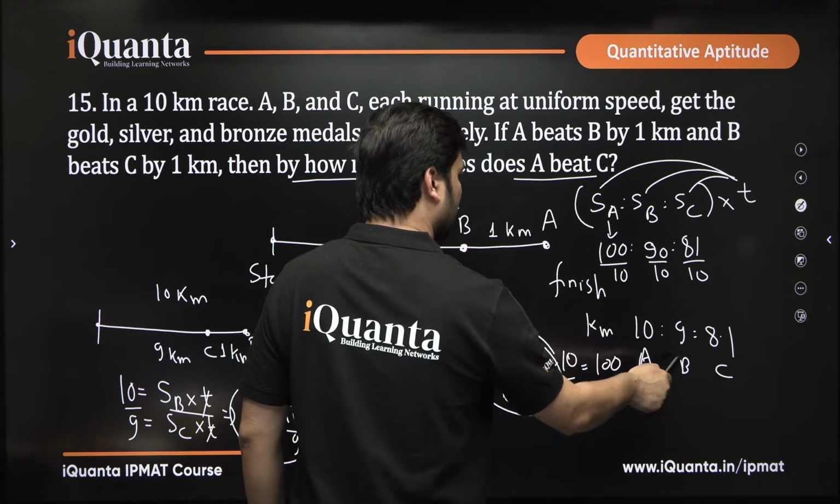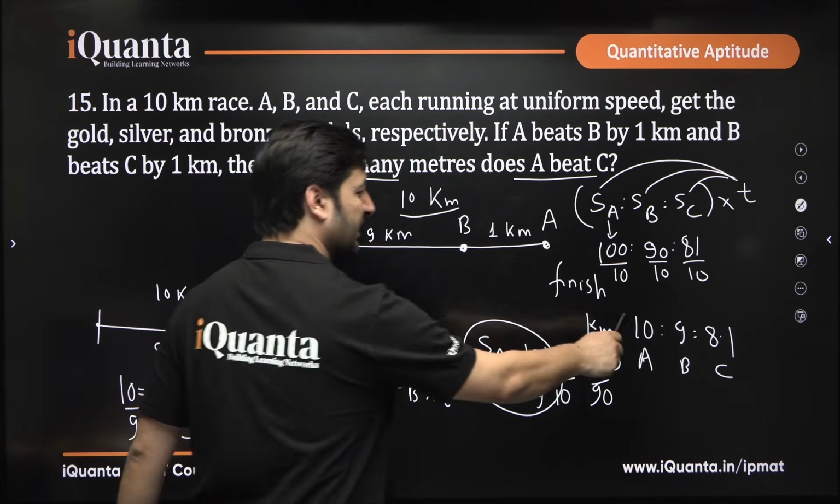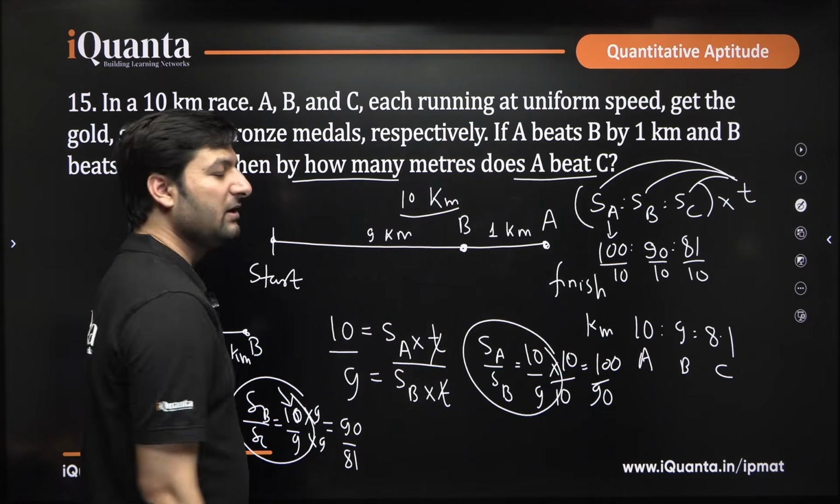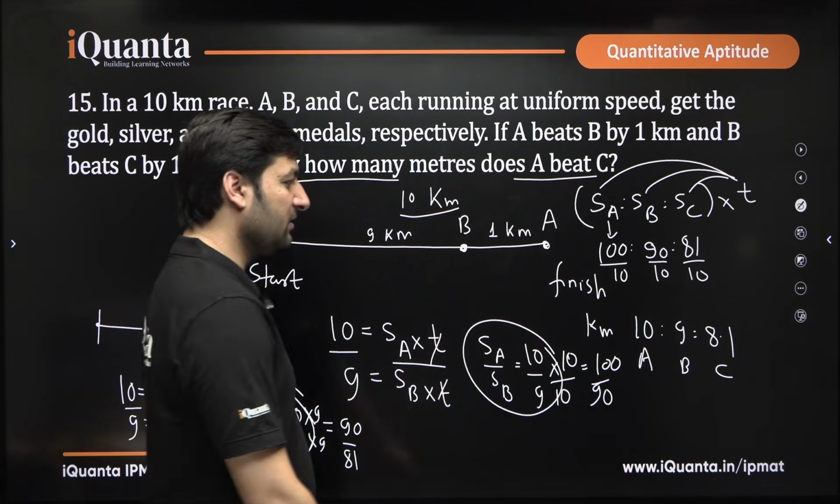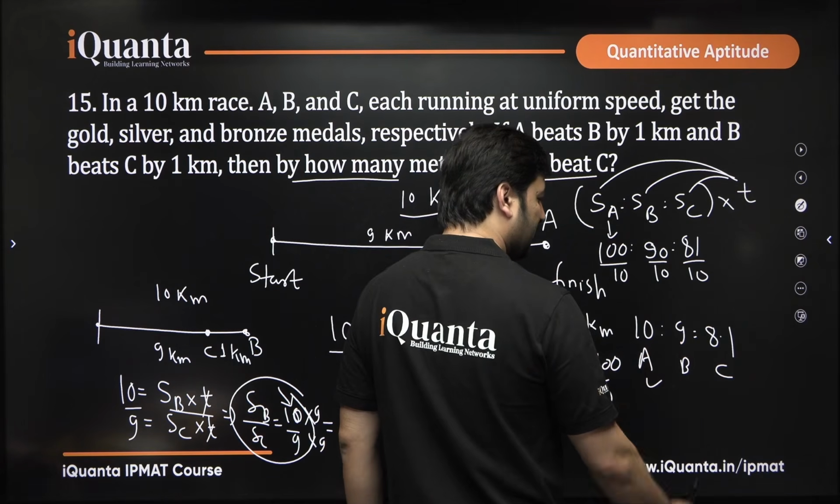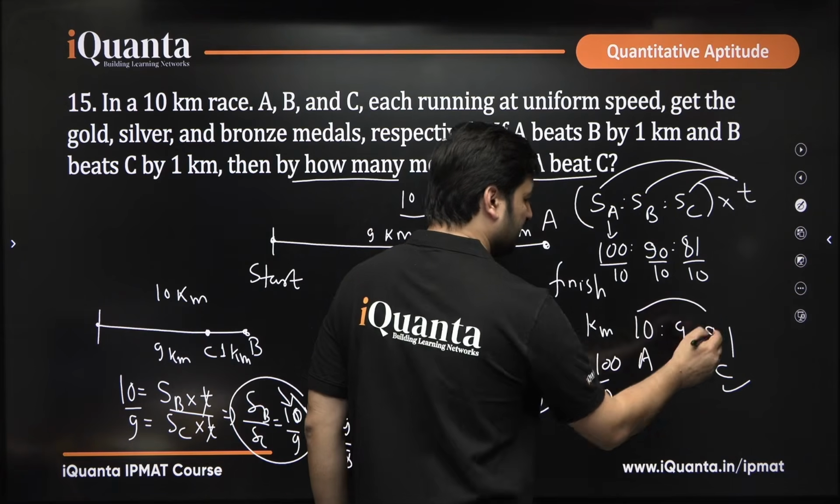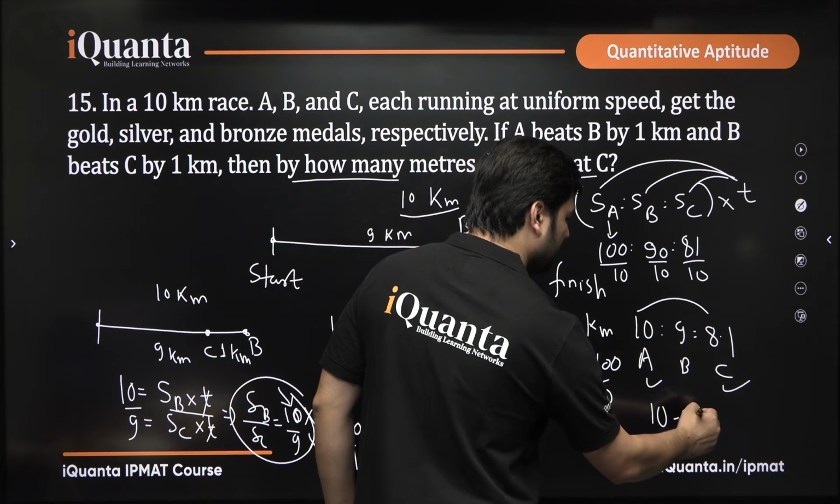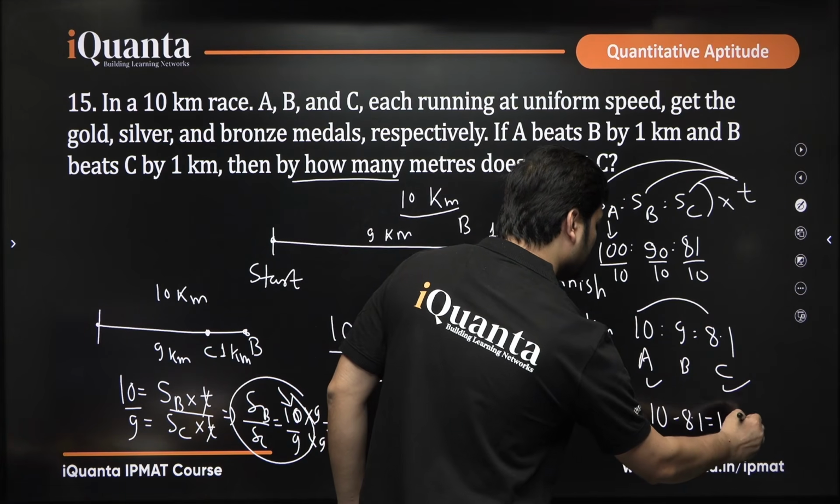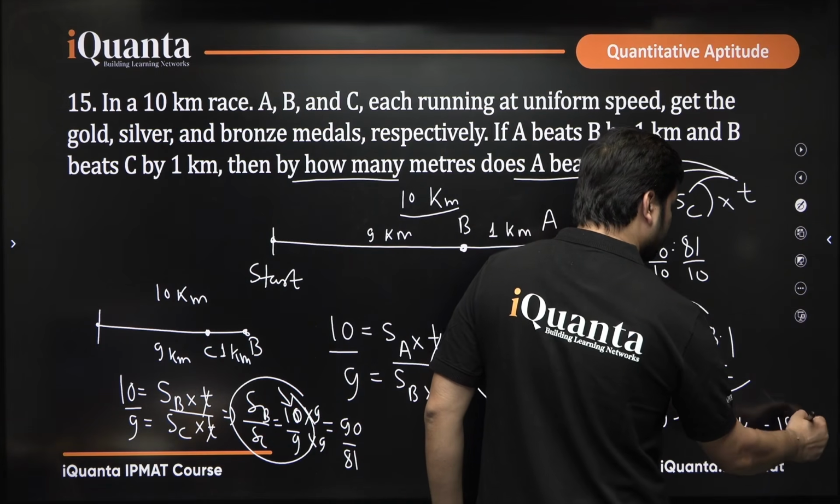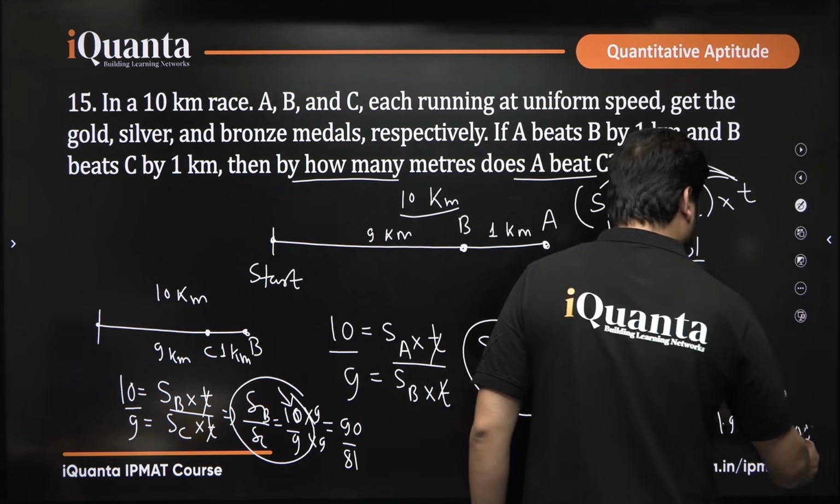In the race, A was beating B by 1 kilometer: 10 kilometers, 9 kilometers, a difference of 1 kilometer. And when B reaches the finish, it will defeat C by 1 kilometer. So I see that when A has run 10 kilometers, C has run only 8.1 kilometers. So what is the difference between 10 and 8.1? That is 1.9 kilometers. But you have to enter your answer in meters. So 1.9 kilometers is 1900 meters, and that's your answer.